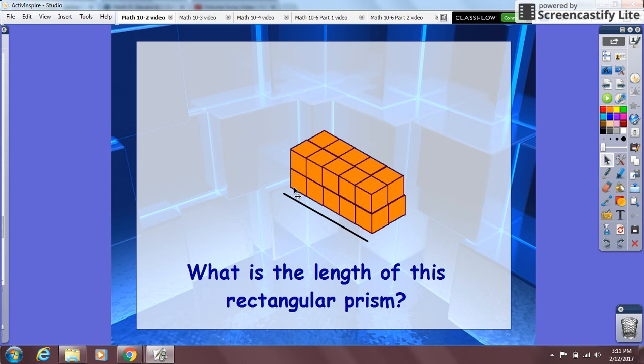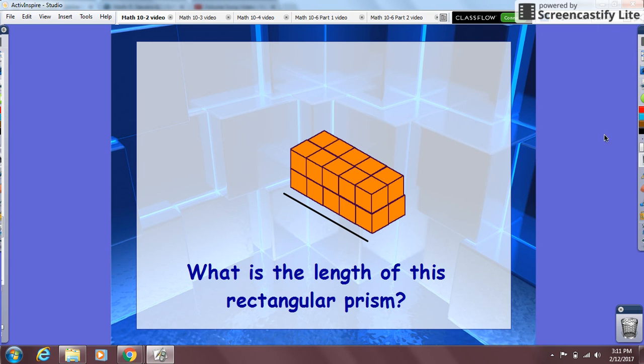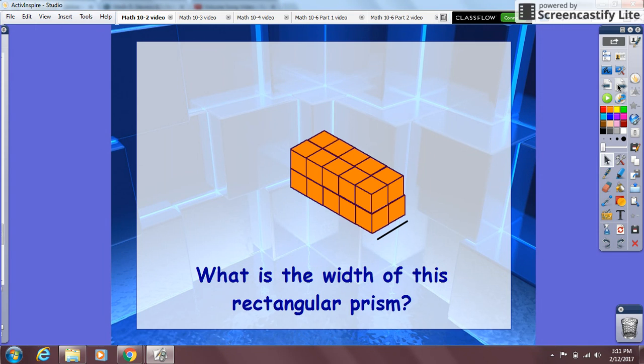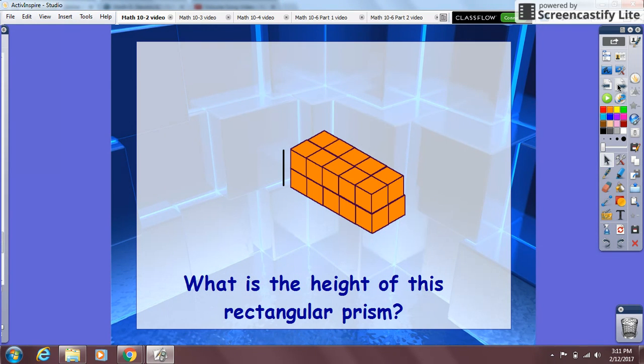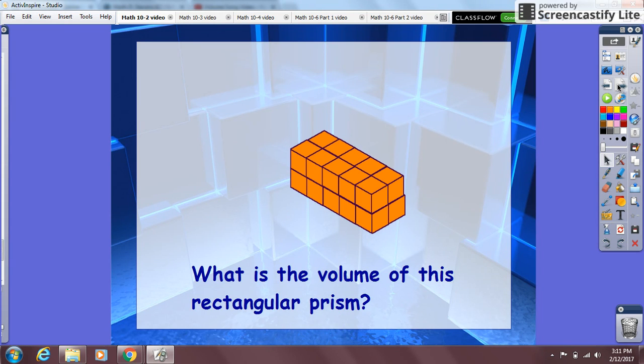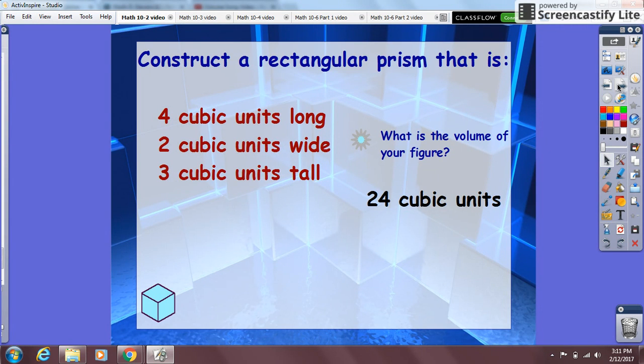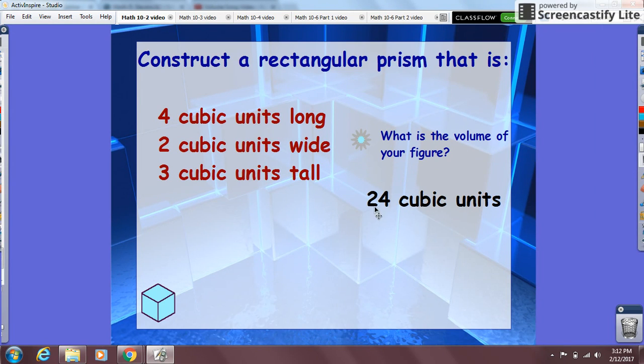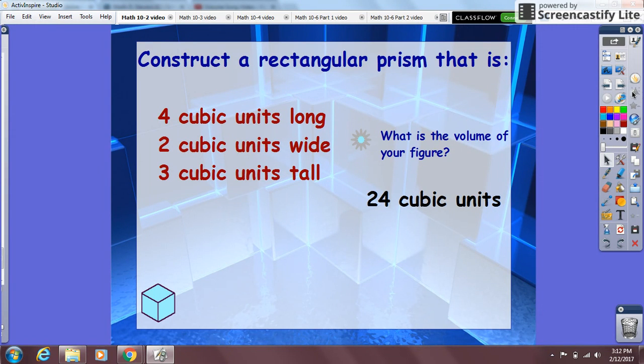Okay, next we will look at the length of this rectangular prism, then the width, the number of layers or the height, and then we would put those together to find the volume. So now I would like for you on your scratch piece of paper to construct a rectangular prism that is 4 cubic units long, 2 cubic units wide, and 3 cubic units tall. And then I want you to make sure that your volume for that is 24 cubic units.